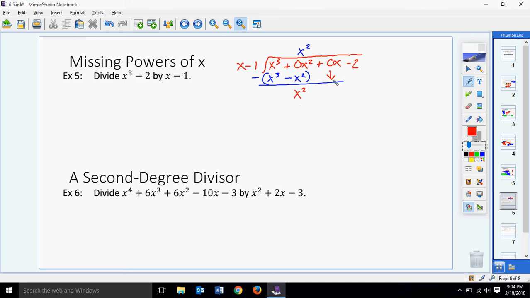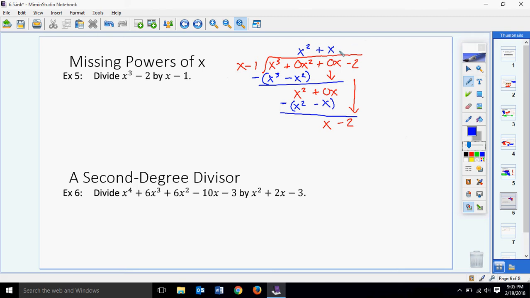Drop down my next term, even if it's a 0x. X times another x would give me this x squared. Multiply it back. So x times x, like I said, is x squared. X times -1 is -1x. I'm ready for the subtraction step. X squares cancel. 0 minus a -1 again is a positive x. Drop down my -2.